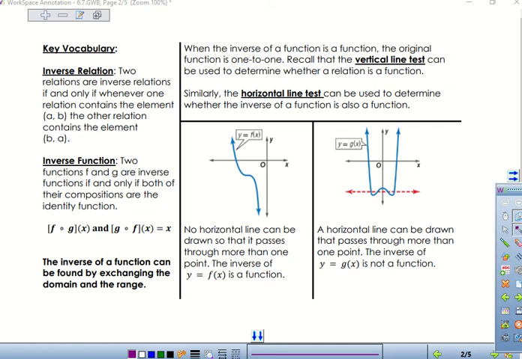No. I don't understand the horizontal line. How do we... Can you go over that? Well, that's what I'm about to do now, yeah.